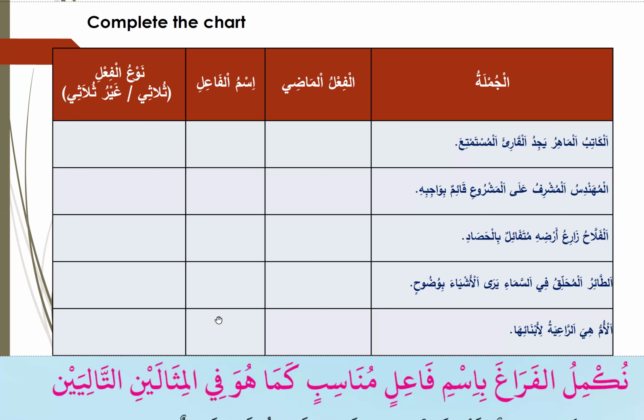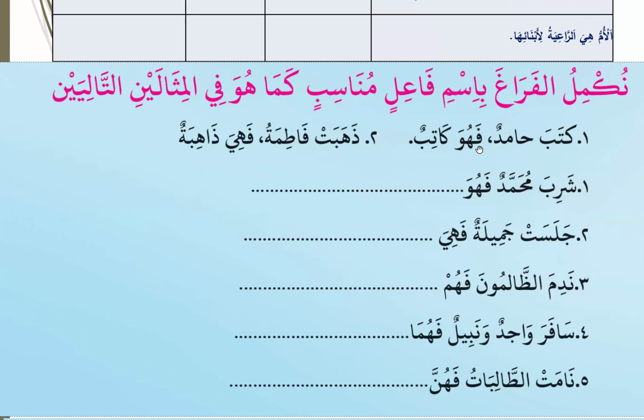Next exercise, نكمل الفراغ باسم فاعل مناسب كما هو في المثالين التاليين. So as you can see, there are 2 examples given. كتب حامد فهو كاتب. Hamid wrote, so he's the writer. ذهبت فاطمة فهي ذاهبة. Fatima went, so she is the one who goes.